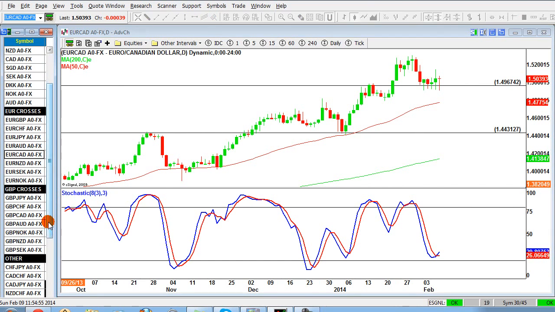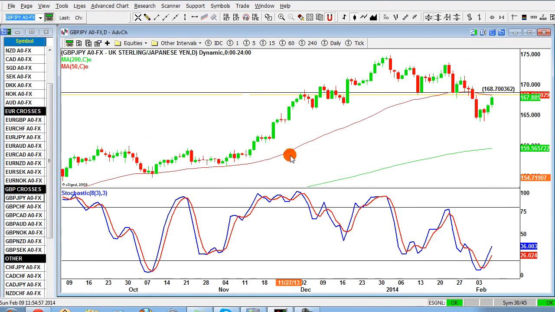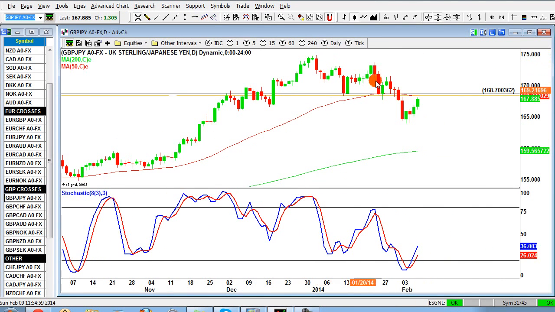Pound yen was looking quite interesting, almost a carbon copy of the dollar yen, so either or, but I quite like this because the cycles are very clean. We've definitely got stochastic convergence, so it's suggesting that the market wants to continue heading lower.